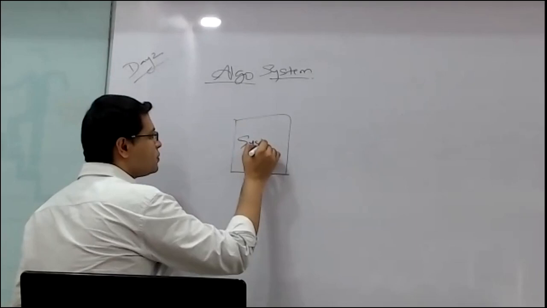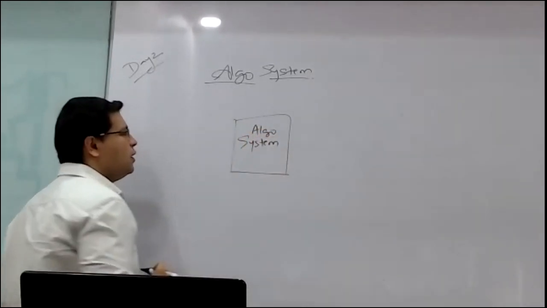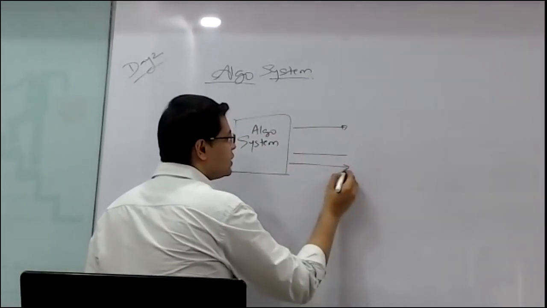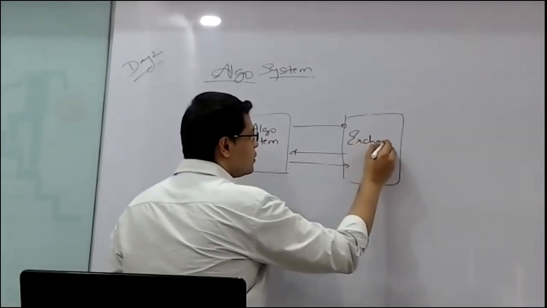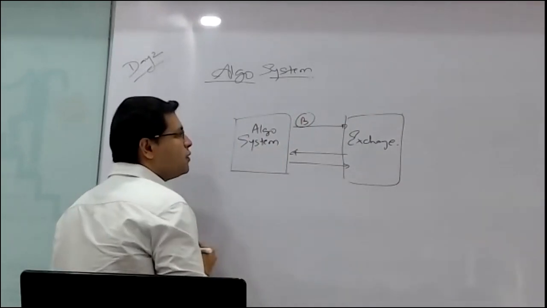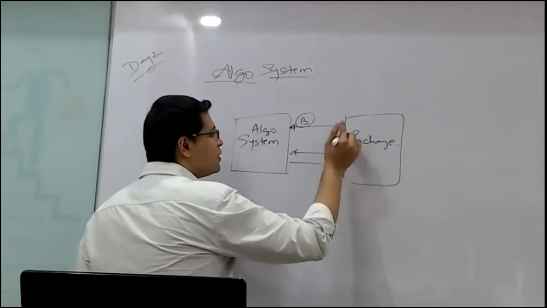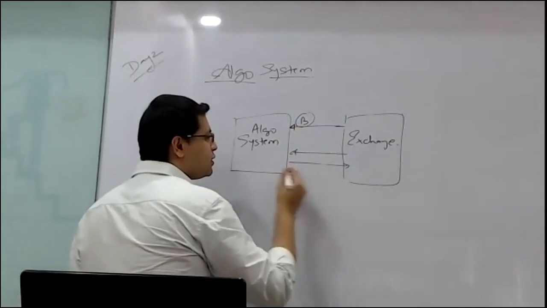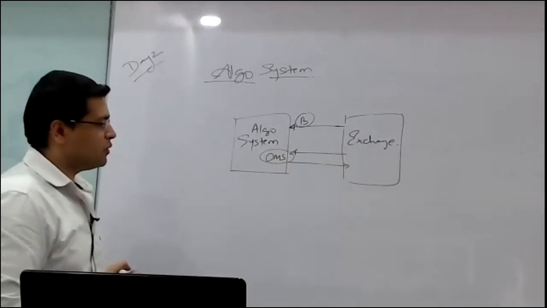You have your system, right? Or you can say your algo system, that now you're trying to connect it to the exchange. Now exchange connects it, and you send this as broadcast. Will we send or will we receive? Receive. Right. So we will only receive the broadcast from the exchange, and then we have two-way connection to your OMS, where you're sending the order and you're receiving the confirmation.